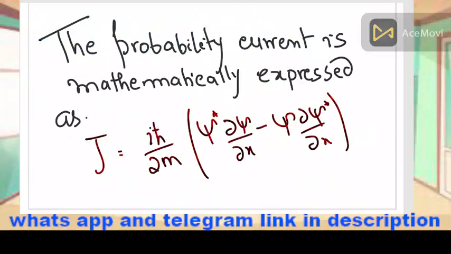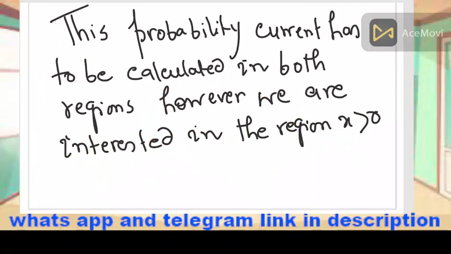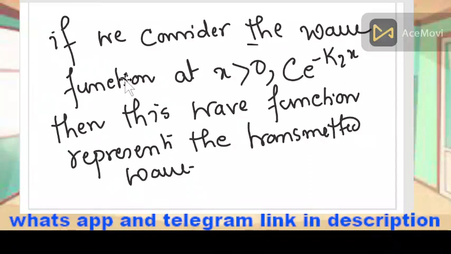The mathematical expression for the probability current, I must have told you in the previous quantum mechanics lecture also. This quantity is i h bar by 2m, psi star del psi upon del x minus psi del psi star upon del x. Now you have to calculate it in the region of interest, and our region of interest is x greater than 0. We will also calculate the value for x less than 0, but for the time being, since our interest is in x greater than 0, we will calculate this.